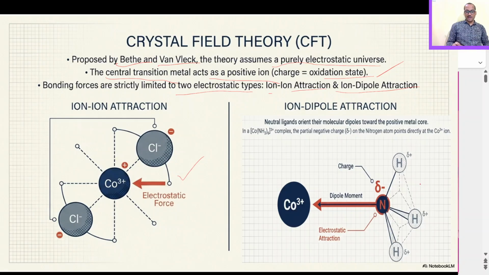Similarly, when neutral molecules like ammonia are present in the complex, Co-NH3, the nitrogen atom, due to its higher electronegativity in ammonia, develops a partial negative charge, and a partial positive charge develops on hydrogen. It has low electronegativity, hydrogen 2.1. So due to the dipole generated in the neutral molecules, the negative end of the dipole will be directed to the central metal atom that is positively charged, Co3+. So the neutral ligands orient their molecular dipoles towards the positive metal core in the transition metal complexes.